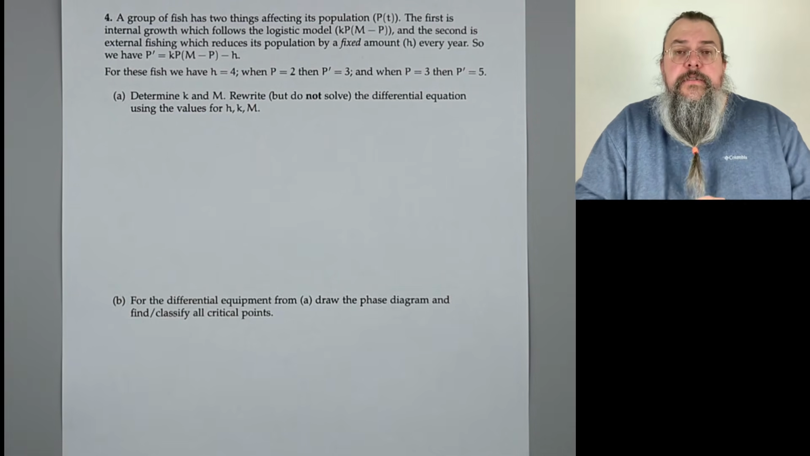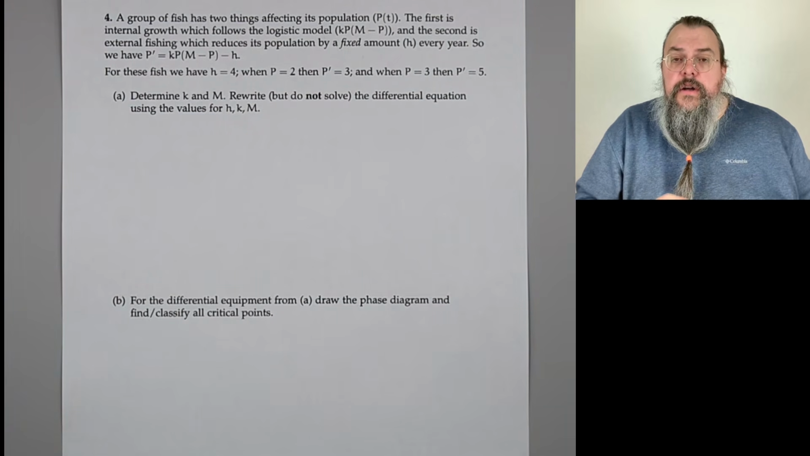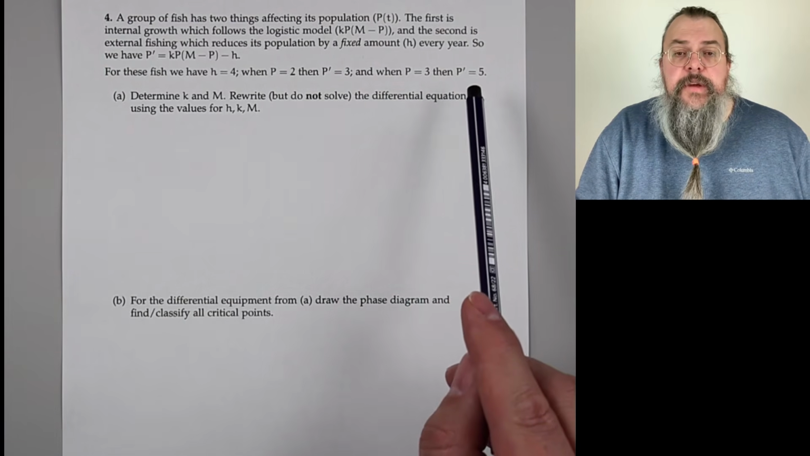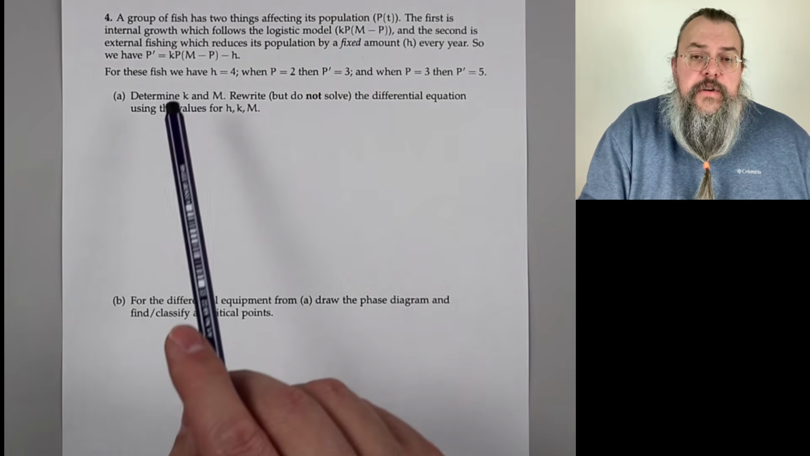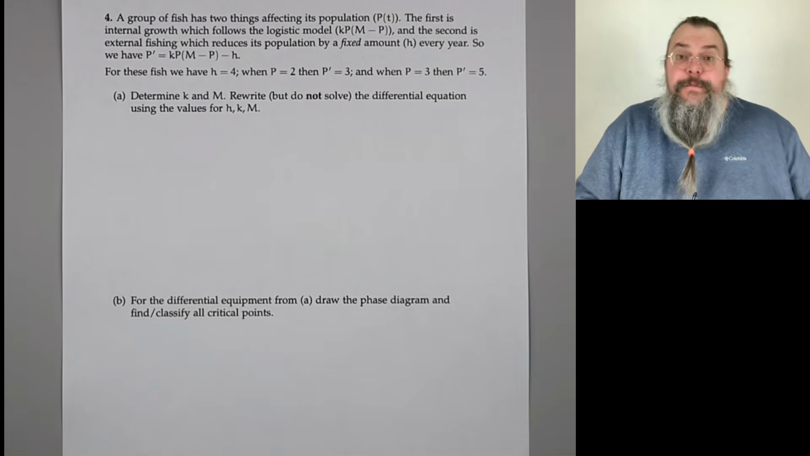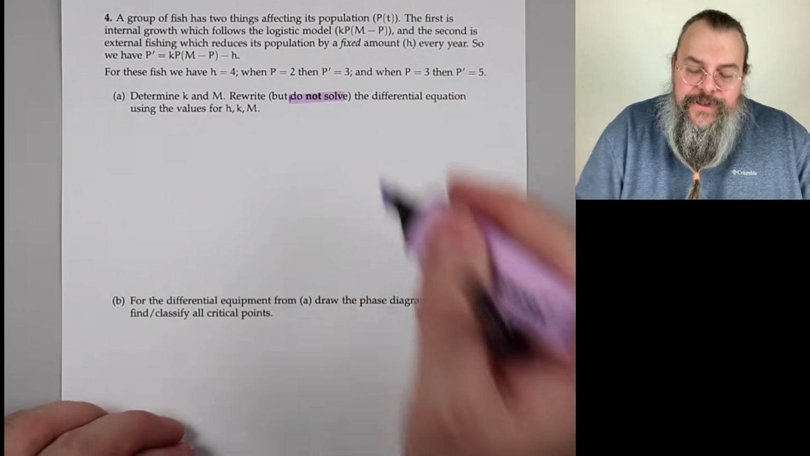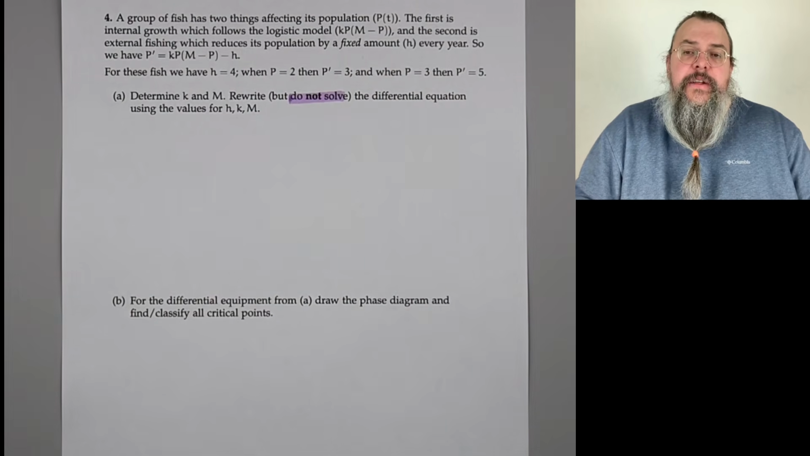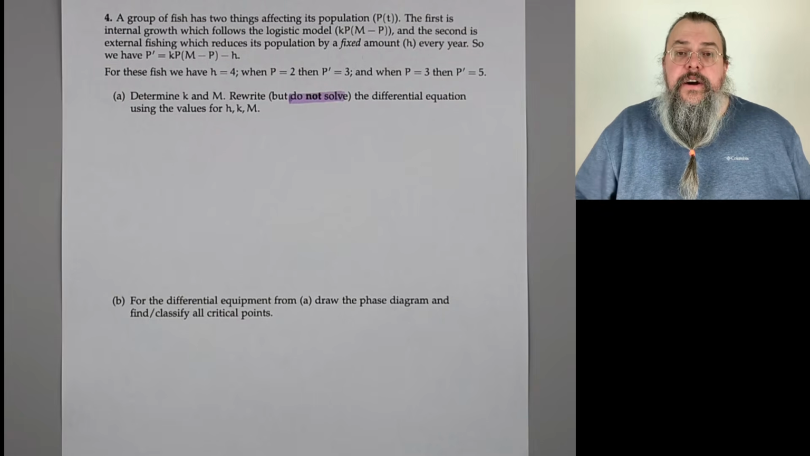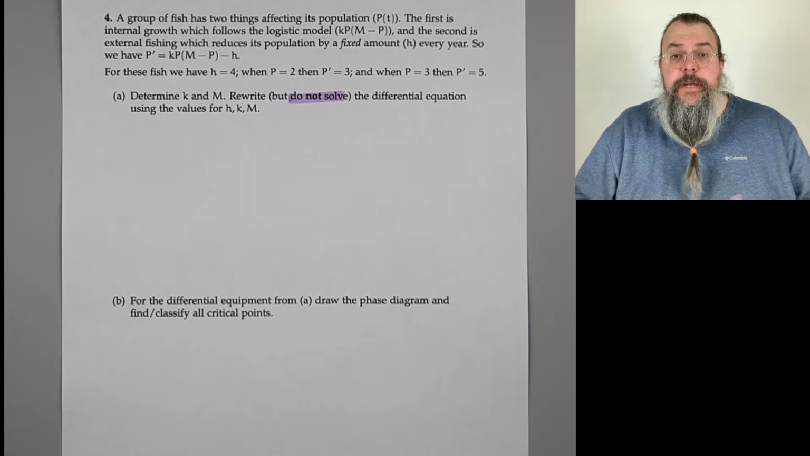All right. Now, we have some information. For these particular fish, we have h equals 4. When p equals 2, p prime equals 3. And when p equals 3, p prime equals 5. So we have to determine k and m and rewrite, but do not solve. Some of the most favored words on a math exam. Do not solve. This is about setting it up. All right, set up the differential equation using the values for h, k, and m, and we know what h is. All right, so that's good. So what do we need to be doing here?